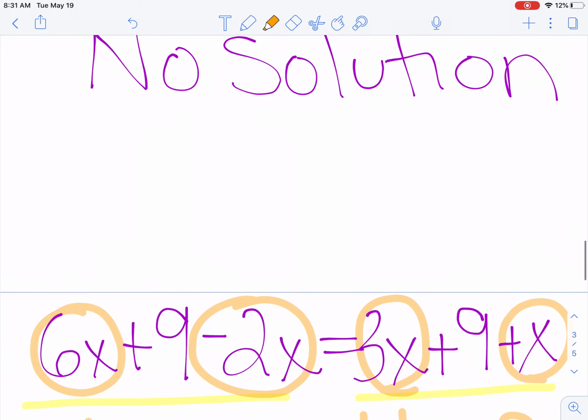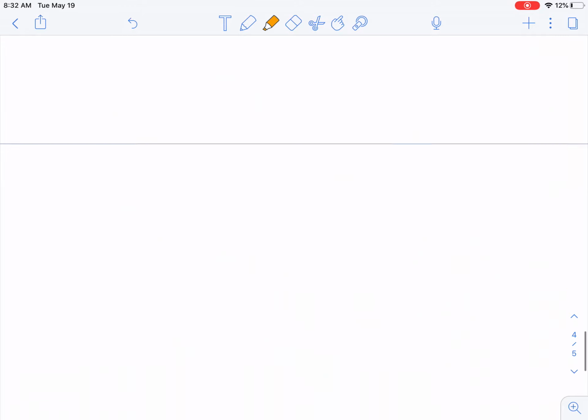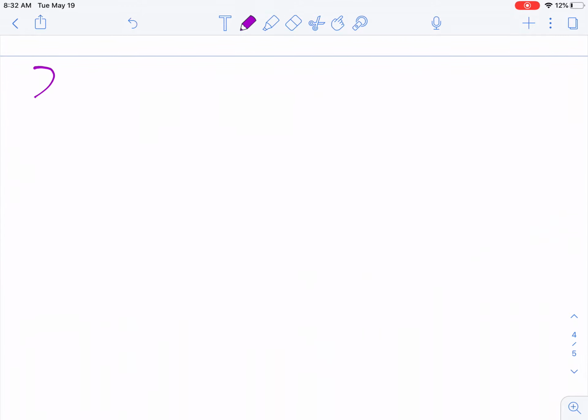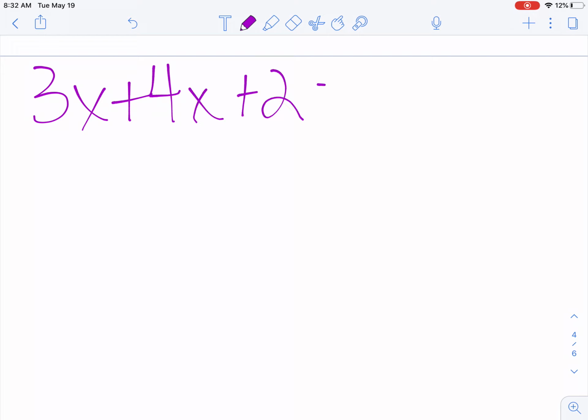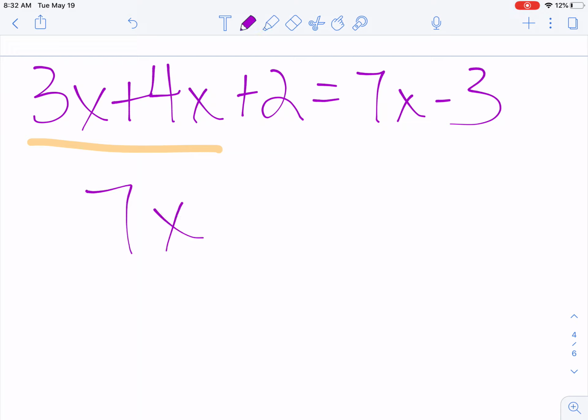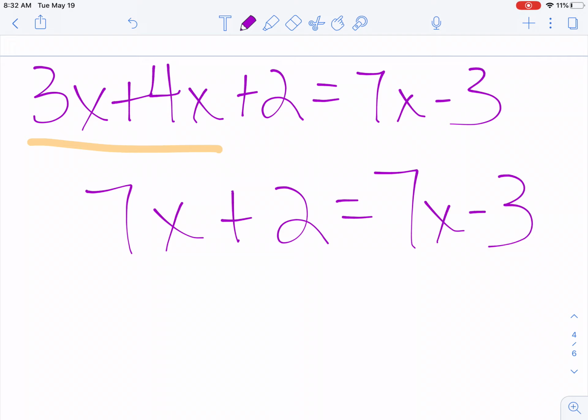Okay, let's take a look at one more question to see what we get. Okay, so if you want to pause the video, copy this problem down and try it on your own to see if you get the same thing. That might be a good option. On the left, I'm going to combine the x's. So this gives me 7x plus 2 equals 7x minus 3.